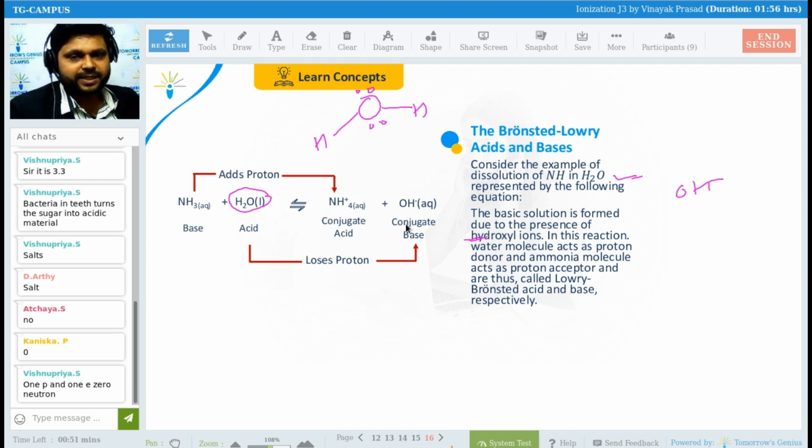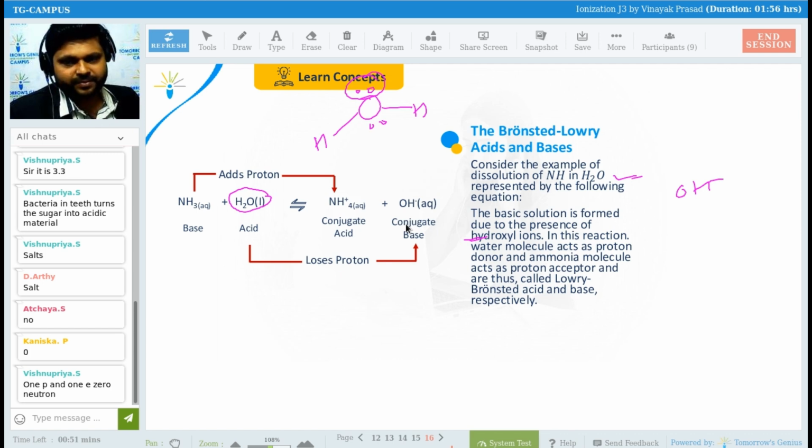So it will act as a proton donor. And the ammonia molecule acts as a proton acceptor. So ammonia will be acting as what? It will be acting as a proton acceptor.